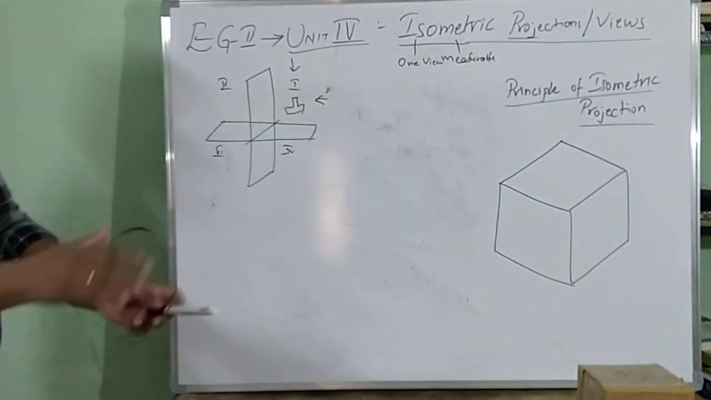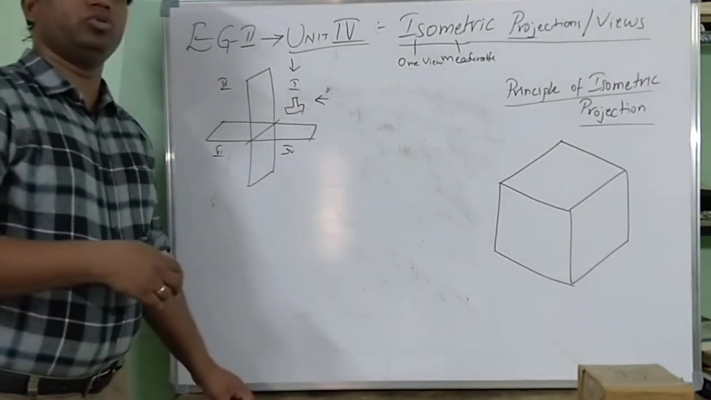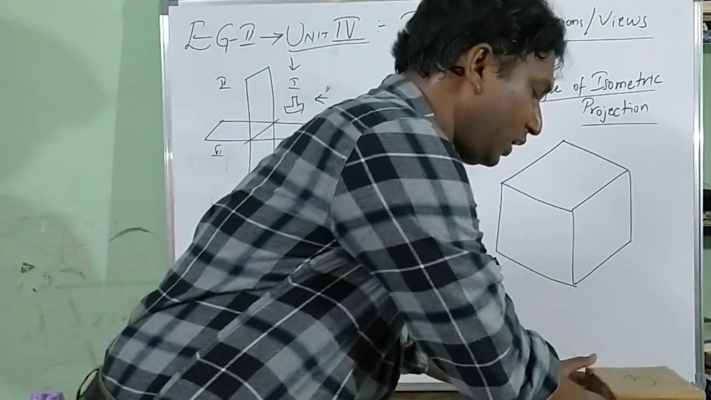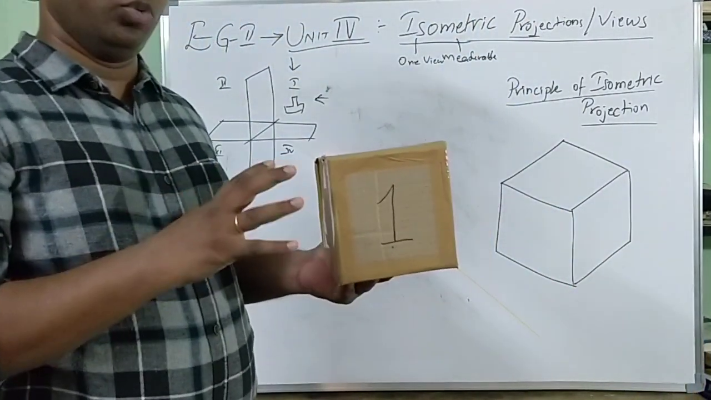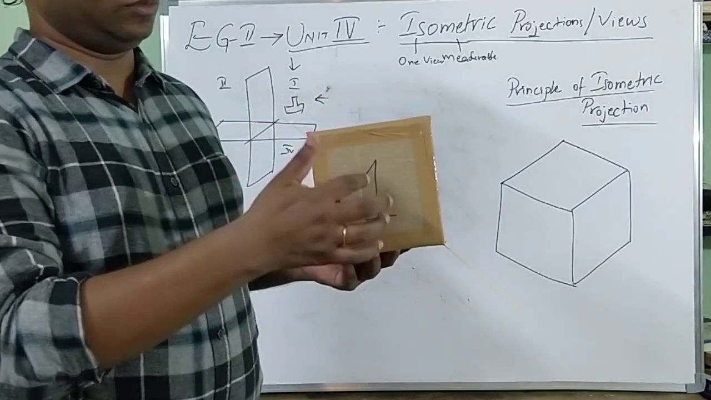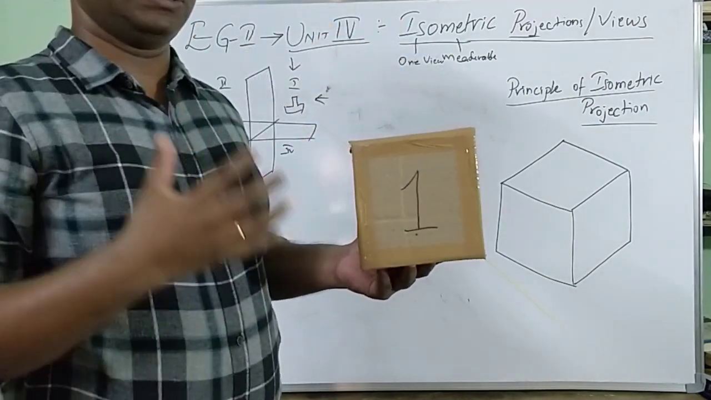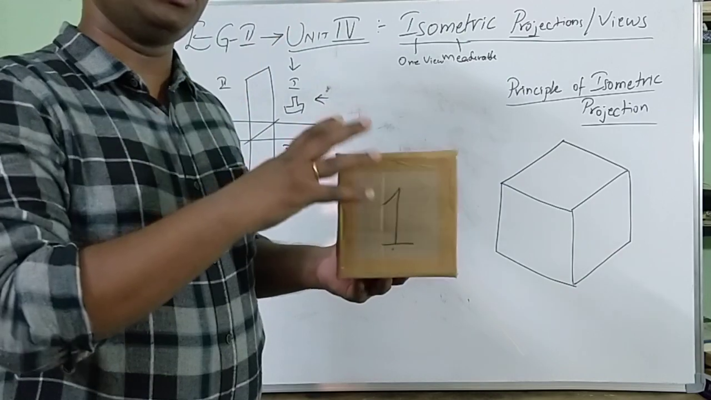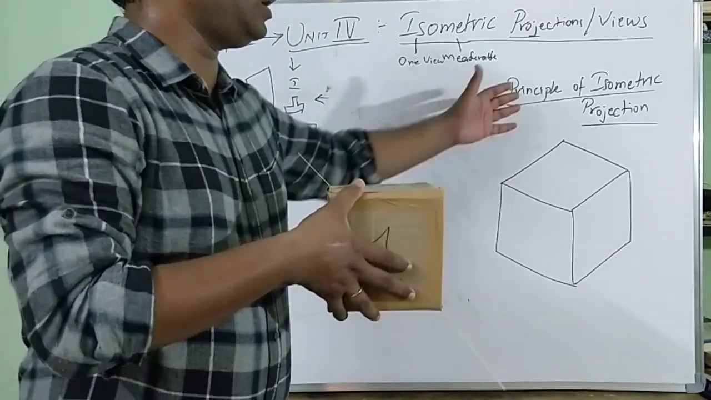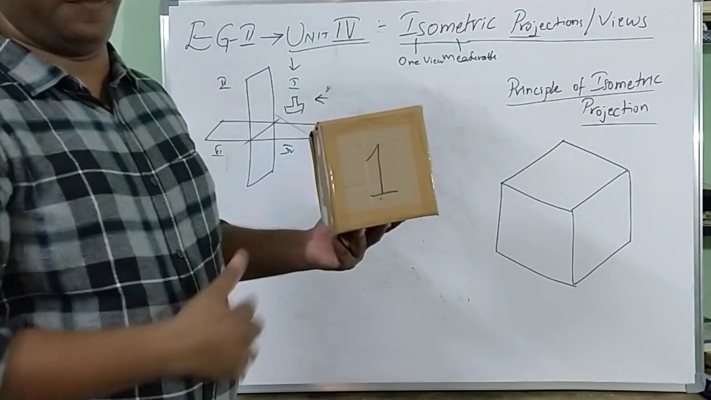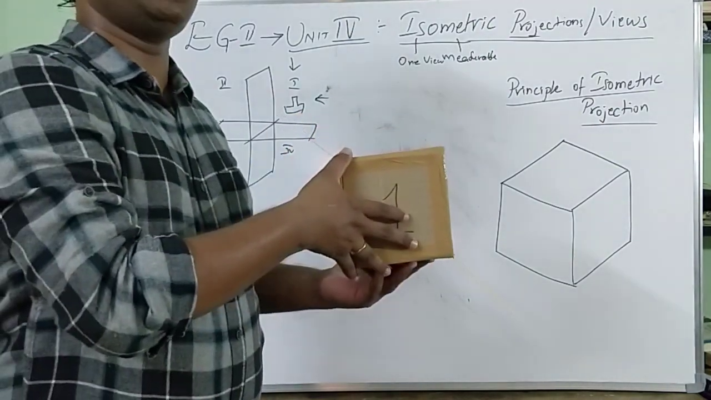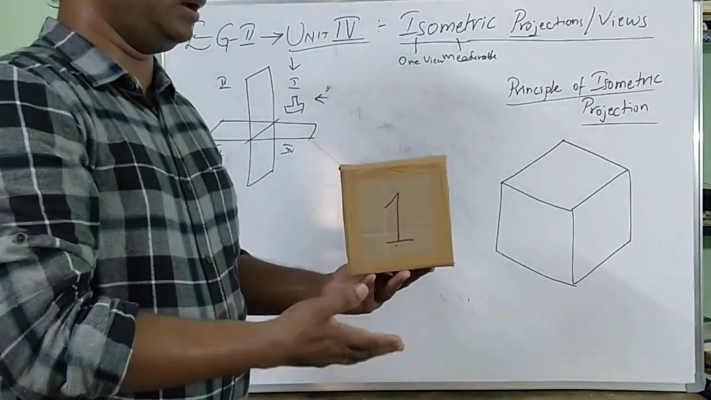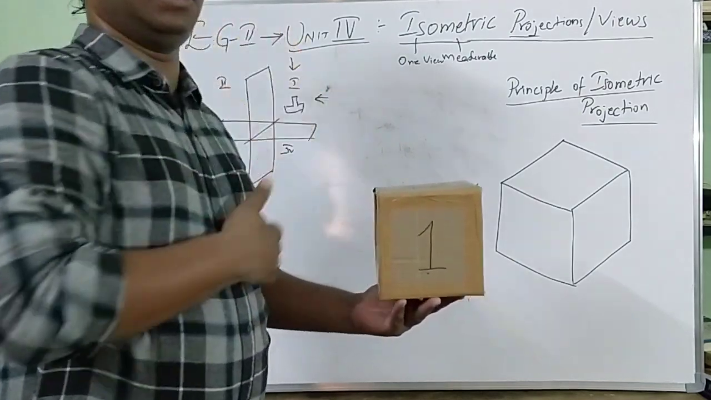What is the principle of isometric projection? To show the actual principle, we have to take the help of a cube. See, this is a cube. You know the definition: 6 squares, 1, 2, 3, 4, 5, 6. A cube which consists of 6 equal square faces is used to develop the principle of isometric projection. You can see this is the first face. At this position, the cube is on HP, one face is parallel to HP and another face is parallel to VP.